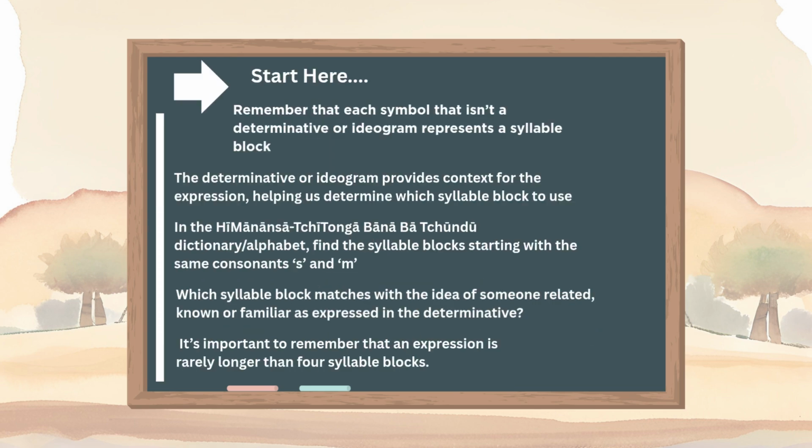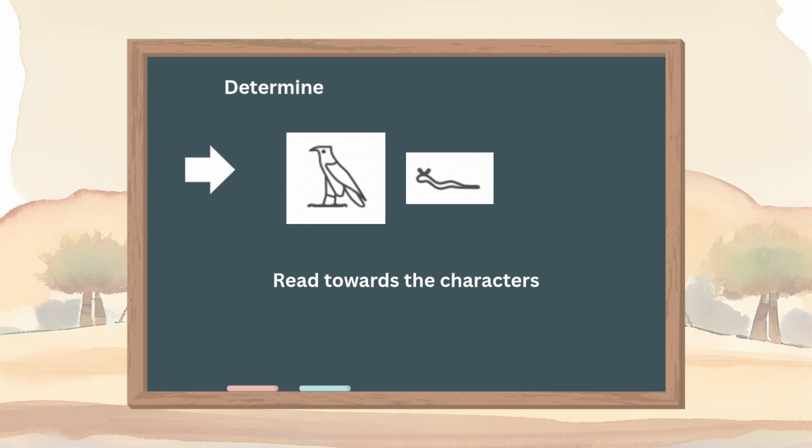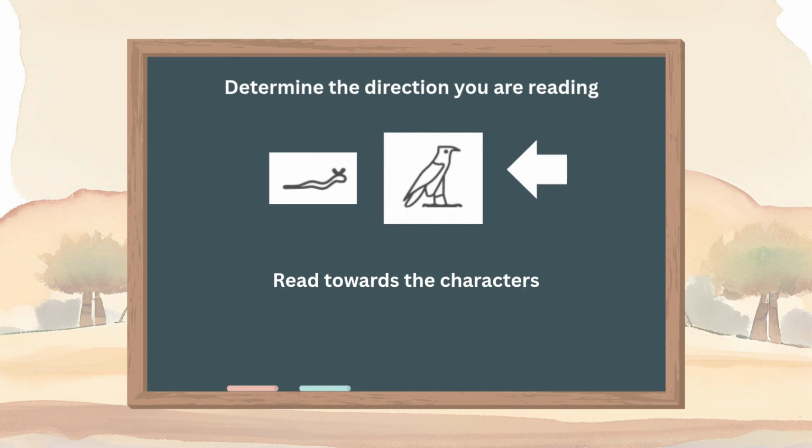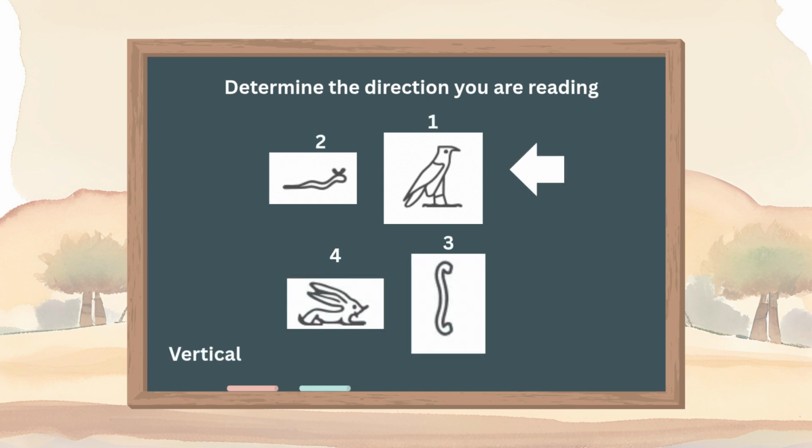To accurately determine the missing vowels, we follow these steps. First, determine the direction you are reading. Read towards the facing characters. If a character is facing left, you will read from the left towards the character. If the character is facing right, you will read from the right towards the character. In vertical texts, you will read from top to bottom, starting on the side the characters face, just like before.